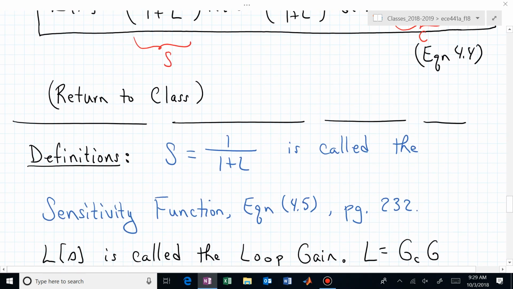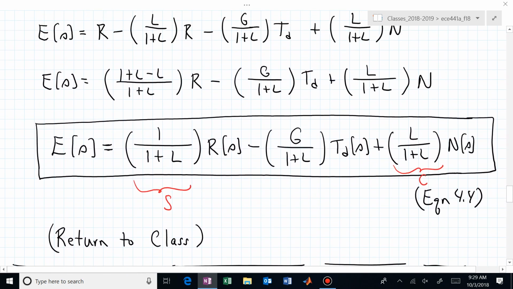So if we come back here to the error signal and somebody says, oh, I want to reduce the error between the reference input R and the error, I want to reduce S, well, what's that going to do to the impact of the noise on the error? It's going to make the noise worse in that particular location. And why do I say location?